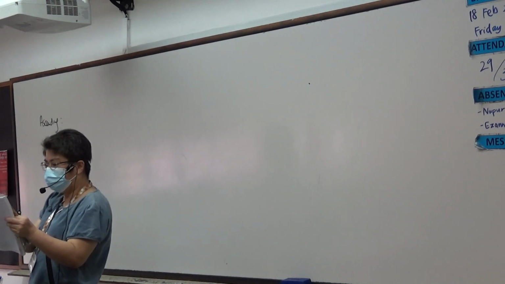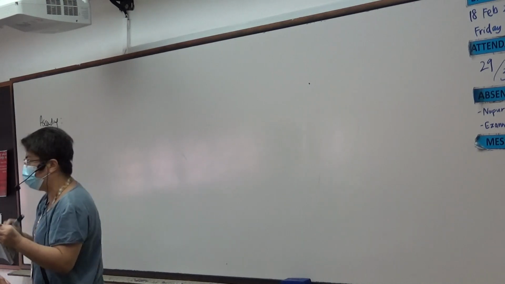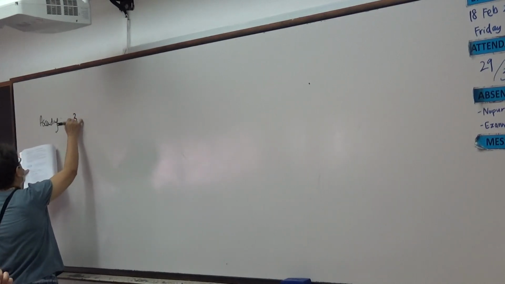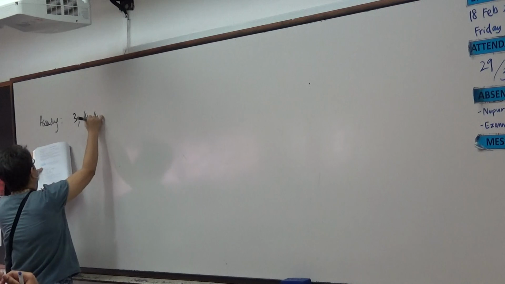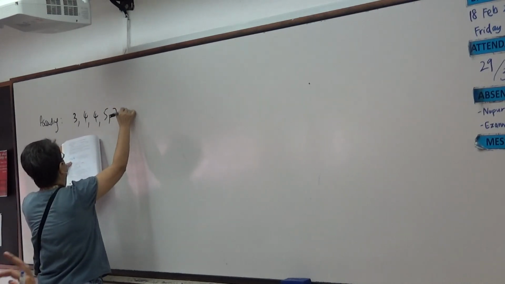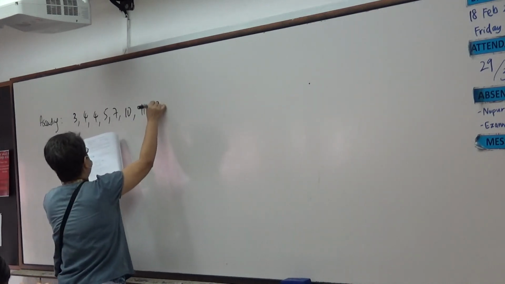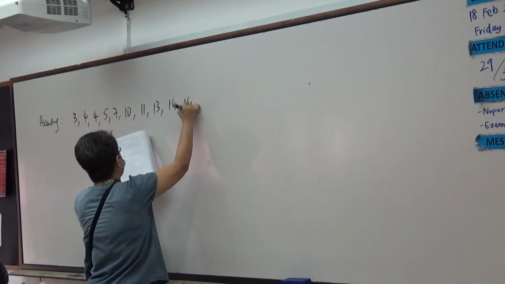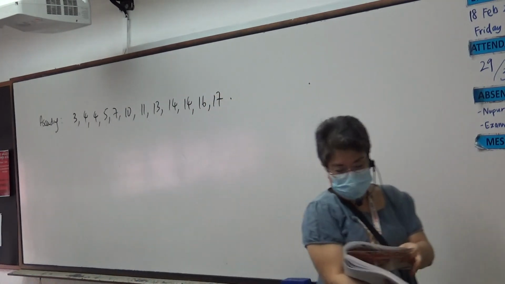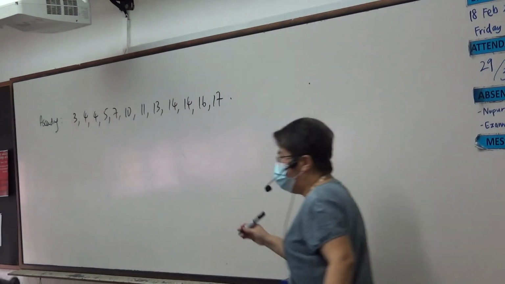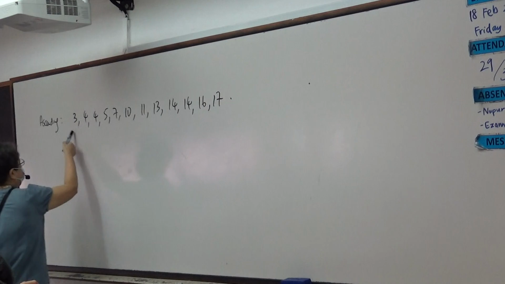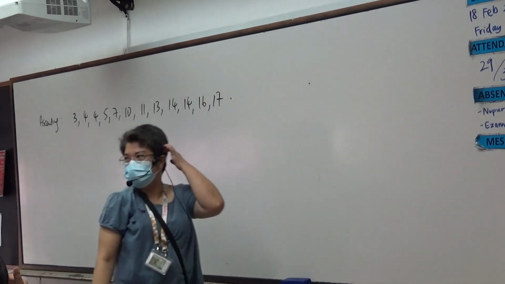Now, can you count how many data are there altogether? 1, 2, 3, 4, 5, 6, 7, 8, 9, 10, 11, 12. There are 12 data, right? So first of all, what is the smallest? 3, 4, 4, 5, 7, then 10, 11, 13, 14, 14, 16, and 17. Arrange them in ascending order. Then we count. Is that 12? 1, 2, 3, 4, 5, 6, 7, 8. 12, right?